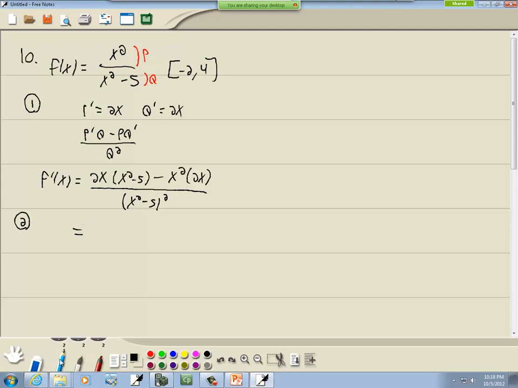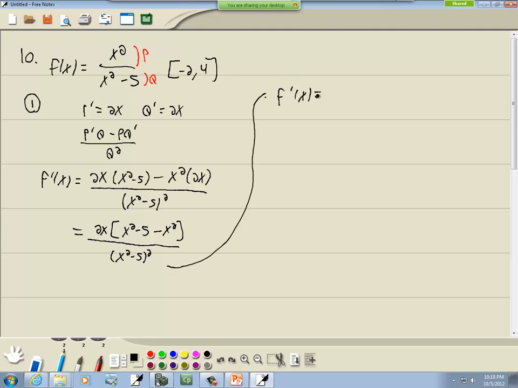Now, in preparation, actually, I'm lying to you. Take that off. Simplify it before we go on. They both have a 2x up on top, so I can factor that out in front. And that leaves me x squared minus 5 minus x squared. Well, then the x squareds cancel inside the brackets. So we got 2x times negative 5, which gives us negative 10x over (x squared minus 5) squared.